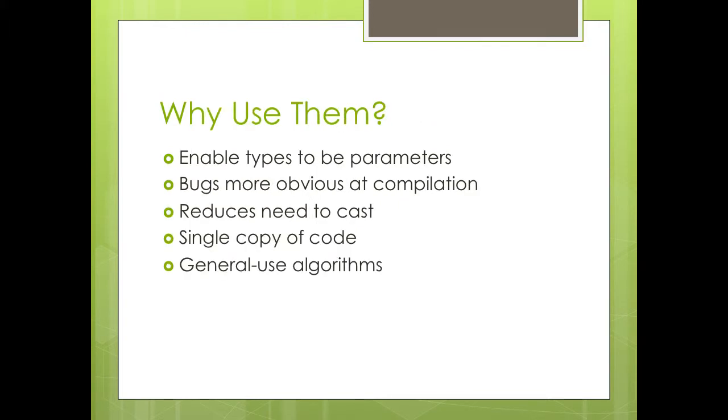Why should we use generics? Having types as parameters has a number of useful consequences. First, bugs become more obvious at compilation because of the strong type checking, instead of having to fix them at runtime. It also reduces the need to cast between types. Despite having multiple types, a generic has only a single copy of code. And finally, it allows us to make general-purpose algorithms that can take more than one data type.